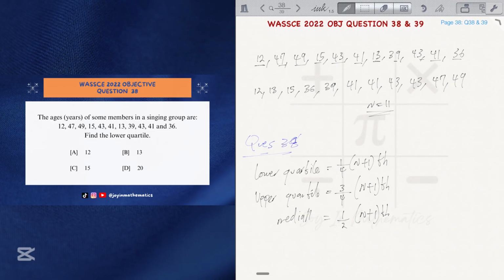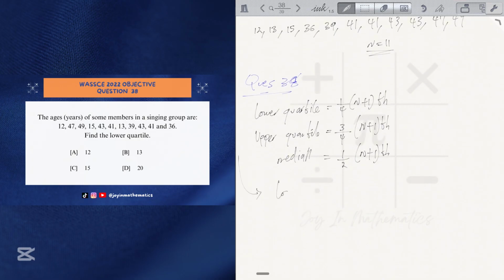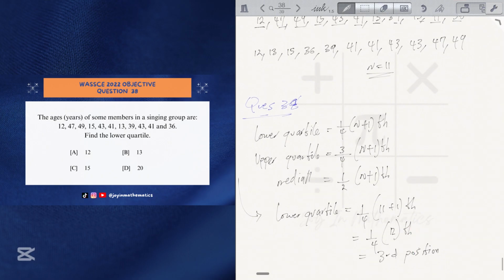So let's focus on the lower quartile so that we'll understand these concepts better. The lower quartile of the data set is equal to 1/4 of (n plus 1) position. The n is equal to 11, so this is 1/4 of 12. This will give us the third position, because 12 divided by 4 is 3, so we have the third position. In view of that, we go back to the data set.